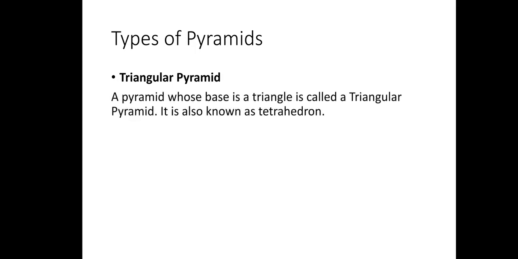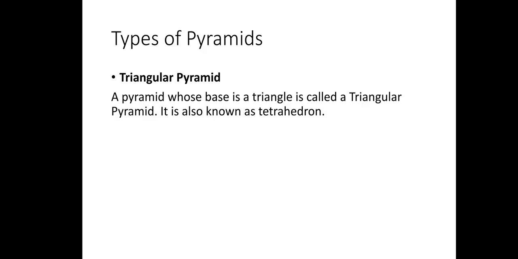Coming to types of pyramids. First type is triangular pyramid. What do you mean by a triangular pyramid? A pyramid whose base is a triangle is called a triangular pyramid. It is also known as a tetrahedron.